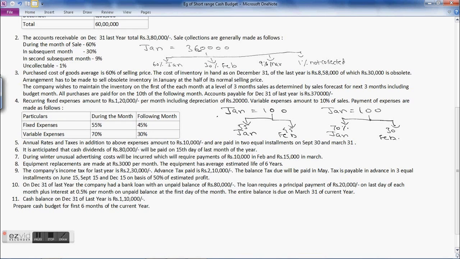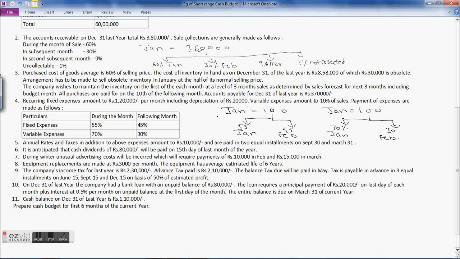Tax is payable in advance in equal installments on June 15, September 15, and December 15, on the basis of 50% of estimated profit. So this is how the tax is payable for the current year. First we have to find out the estimated profit, then calculate 50% of it, and accordingly the tax will be paid in 3 equal installments. So there will be a cash outflow of tax in the months of June, September and December.